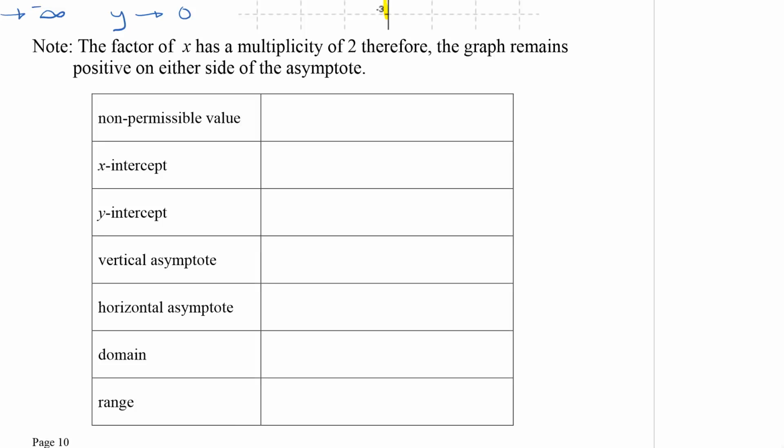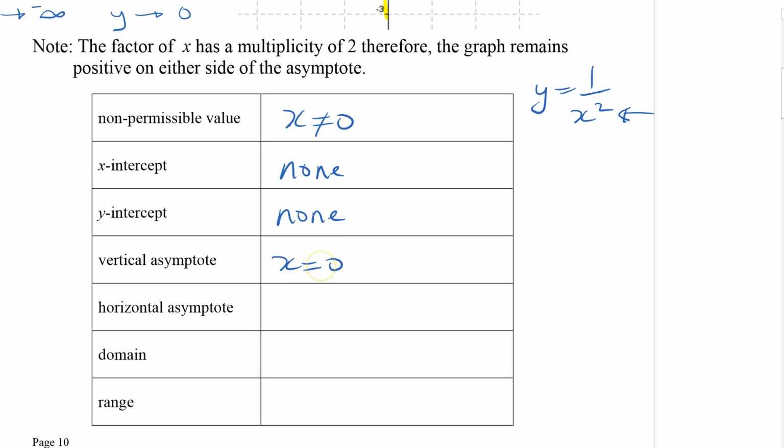So let's fill this in, let's figure out what is our non-permissible value. Well, that is where our vertical asymptote was at x, and x cannot be equal to 0. And looking at this, the easiest way to see that is to say, what are the possibilities of creating zeros in the denominator? We do not have an x-intercept, we'd say none. We do not have a y-intercept. The vertical asymptote is at x equals 0, and we do have a horizontal asymptote at y is equal to 0. The domain is that x cannot be equal to 0, and besides that, it's all real numbers.